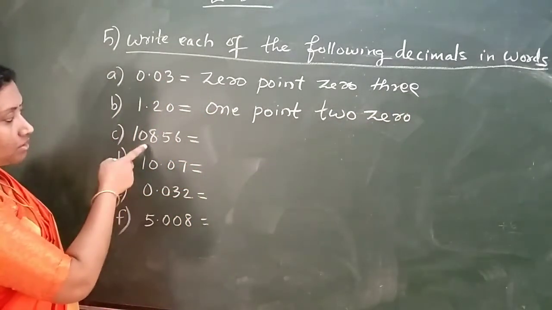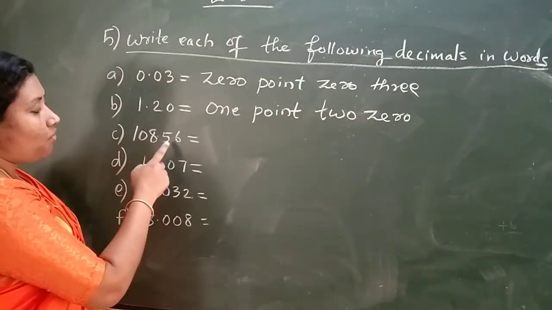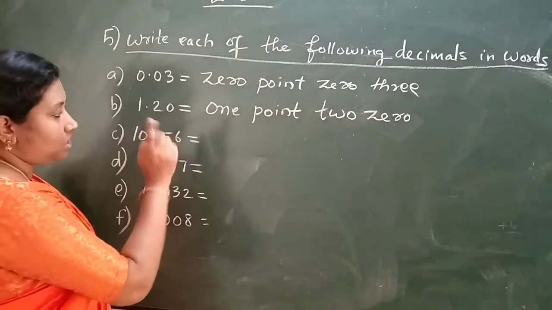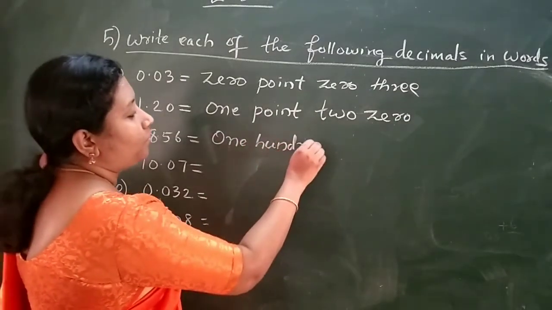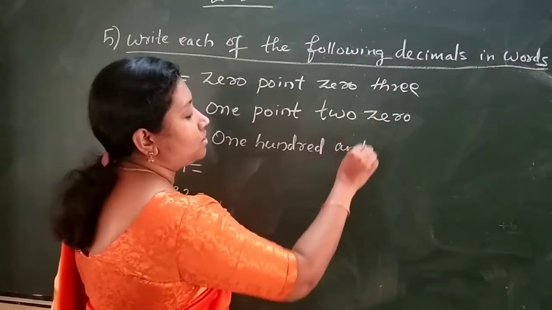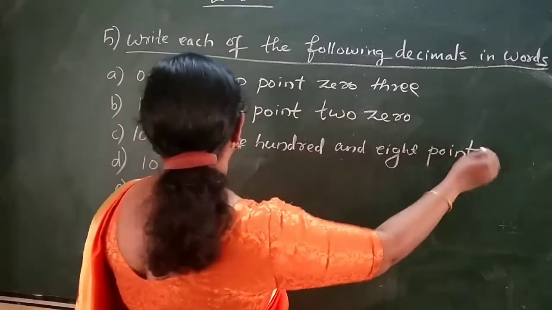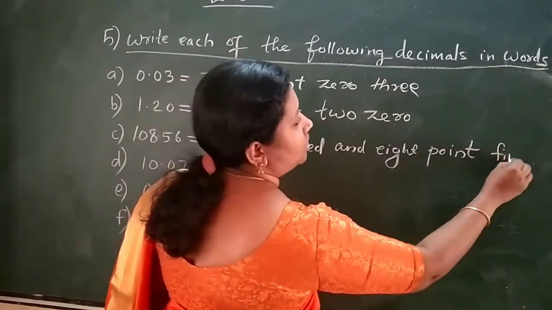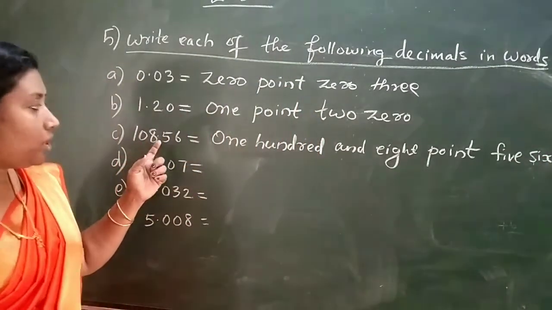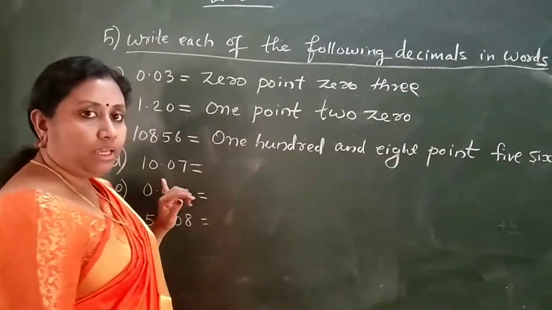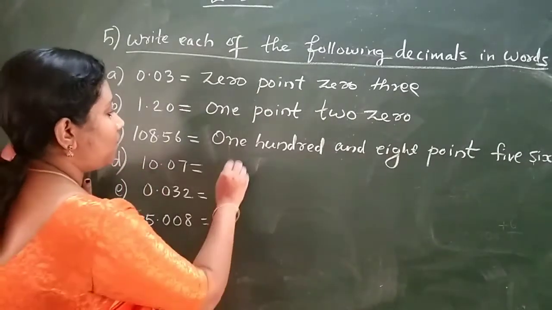Then question number C. This is the whole number part. What is the whole number part here? 108. So you write this as 108.56. Then question number D. The whole number part is 10. So 10.07.